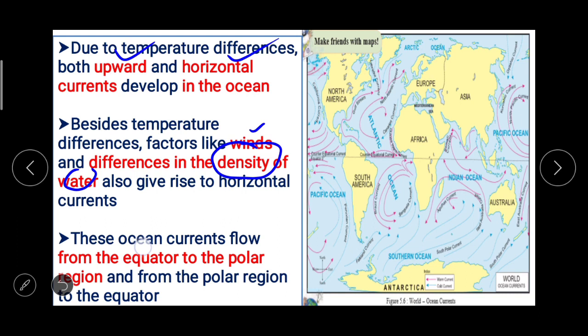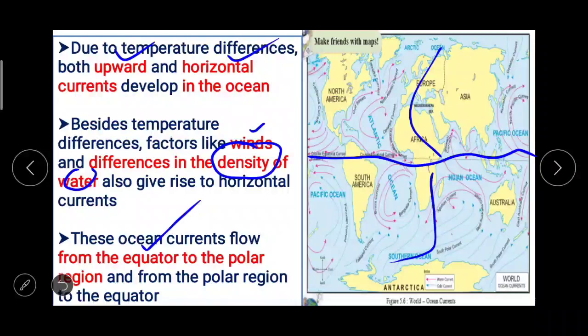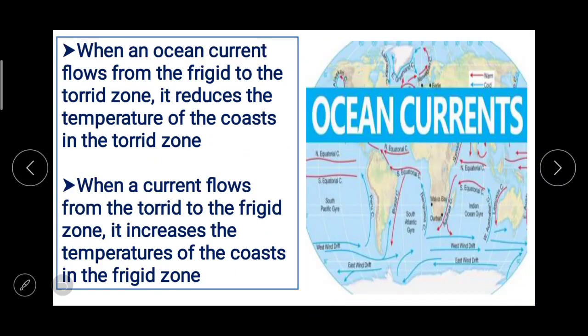the equator to the polar region, and from the polar region to the equator. And here also things go on repeatedly. So, when an ocean current flows from the frigid to the torrid zone, it reduces the temperature of the coasts in the torrid zone.